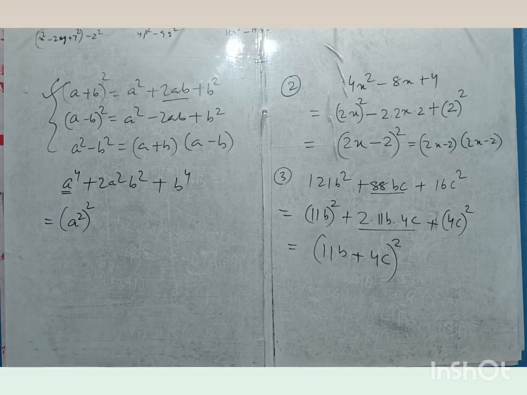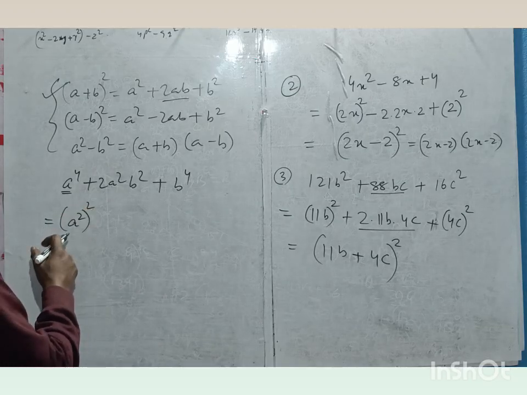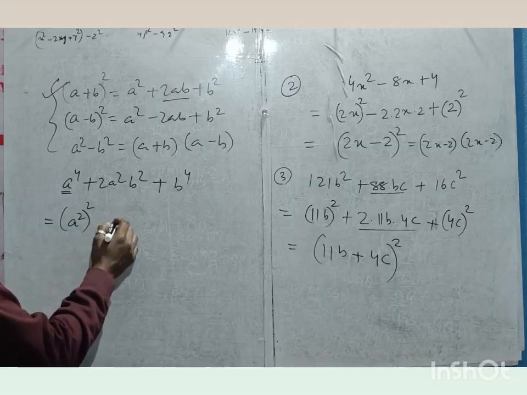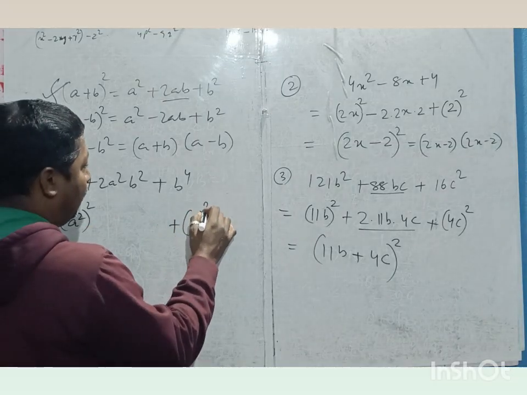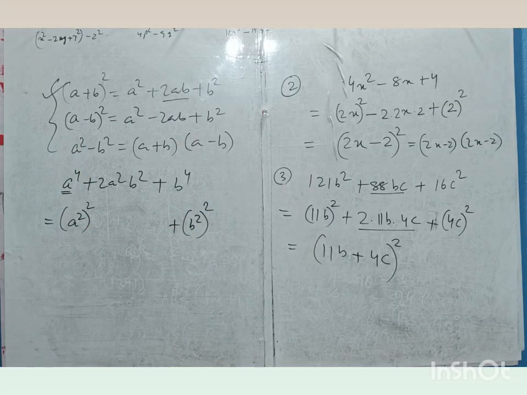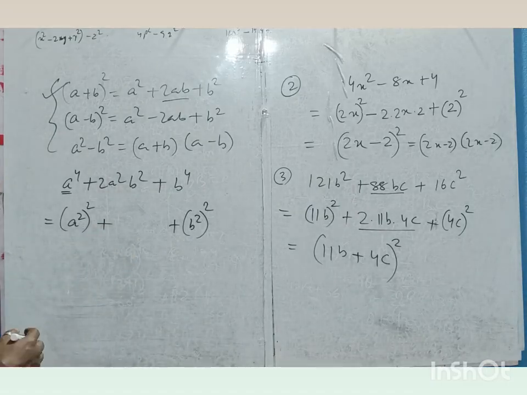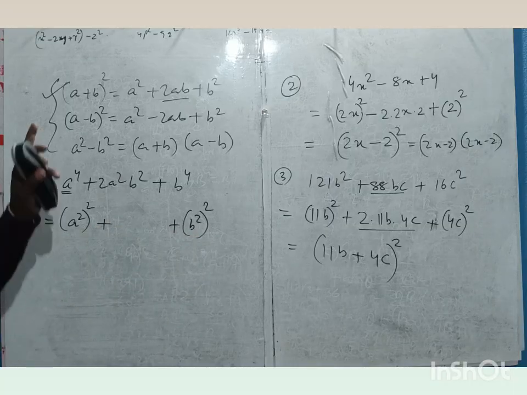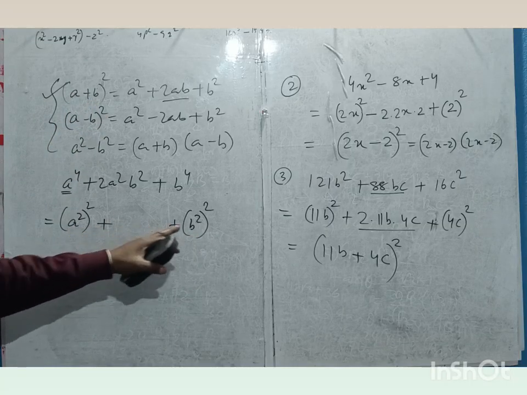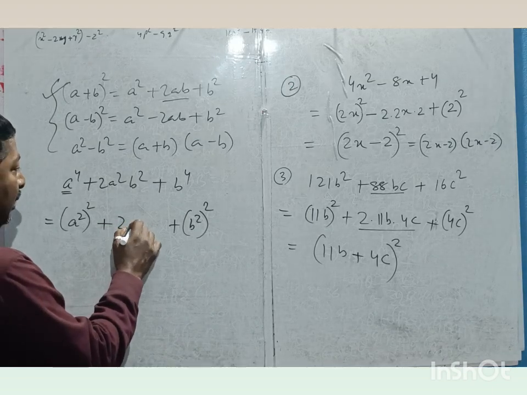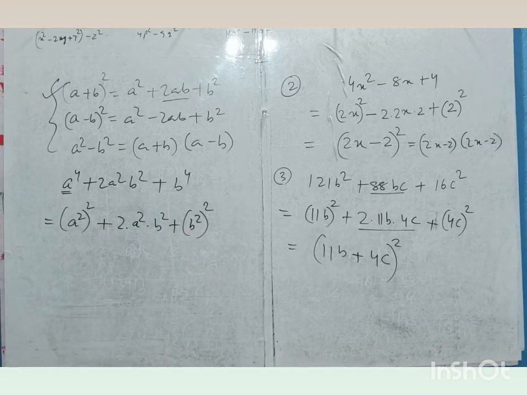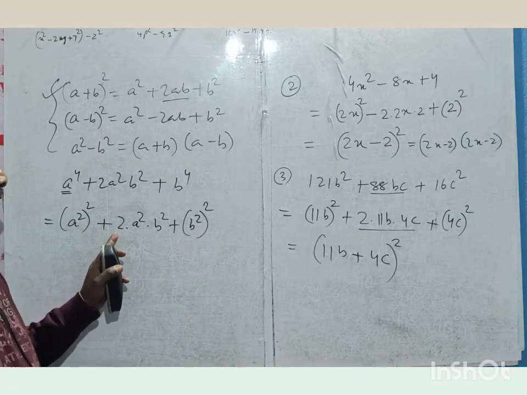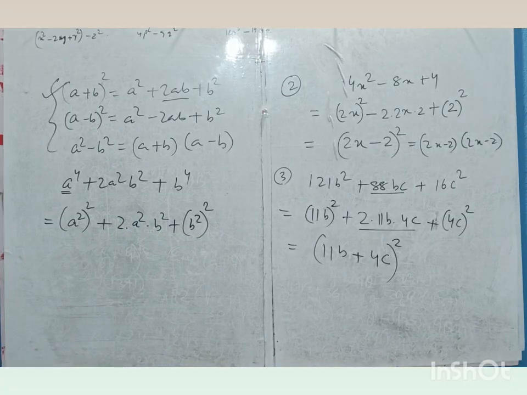You can do it because having two exponents, they will be multiplied to each other. So (a²)² is a⁴. Similarly, (b²)² is b⁴. Now we will write 2ab, where here a is a² and b is b². According to this identity, in place of a there is a², and in place of b there is b². That's why I am writing 2ab like this.